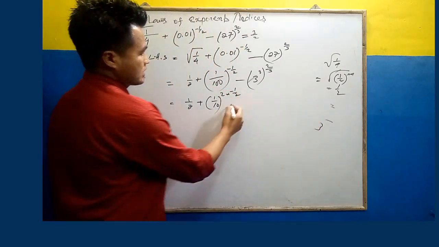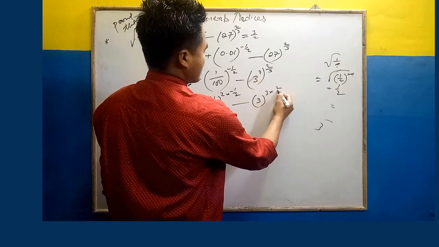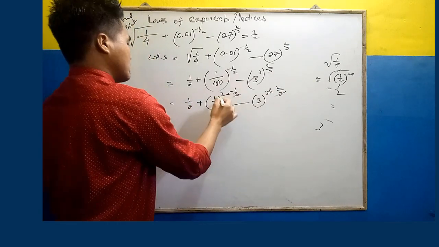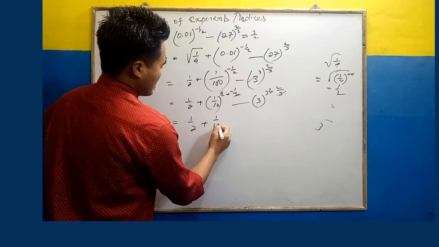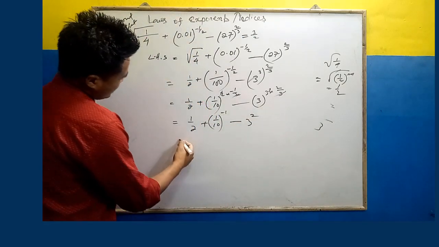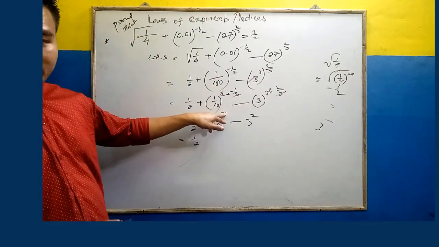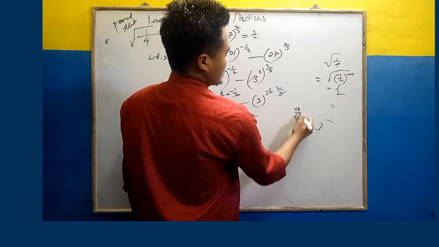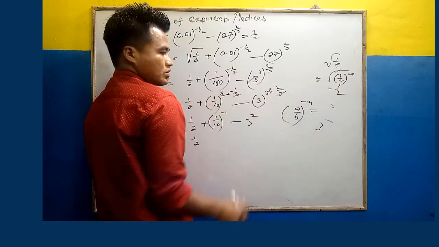Minus again, open the bracket: 3 to the power 3 into 2 by 3. I hope you understand. Now this and this will get cancelled, this and this will get cancelled. What is the remaining? It is 1 by 2 plus (1 by 10) to the power minus 1, minus 3 square. Let us look at this one here. I have a negative power or negative exponent, so I want to remove this. I already told you we have (a by b) to the power minus m, which is equal to, if you want to remove this negative sign, changes into what?